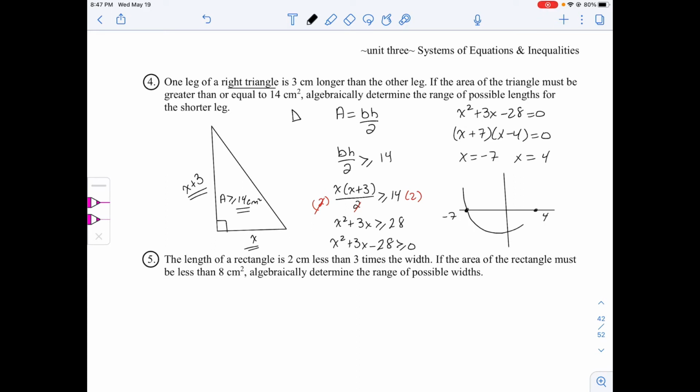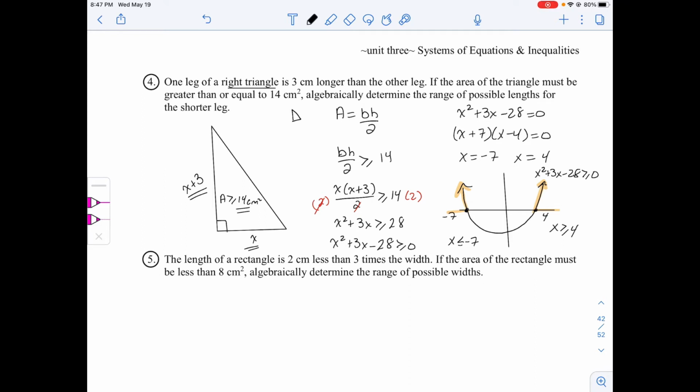And so if we graph the inequality, which is x squared plus 3x minus 28 is greater than or equal to 0, where is this graph above the x-axis is basically what we're being asked. And so it is above the x-axis when x is greater than or equal to 4, or x is less than or equal to negative 7.